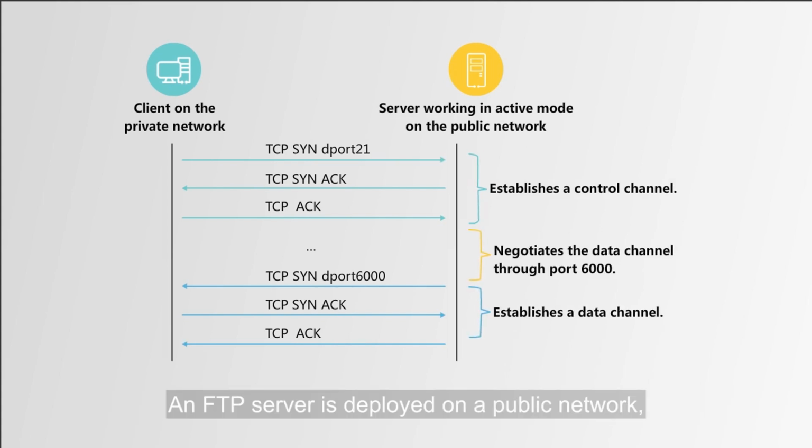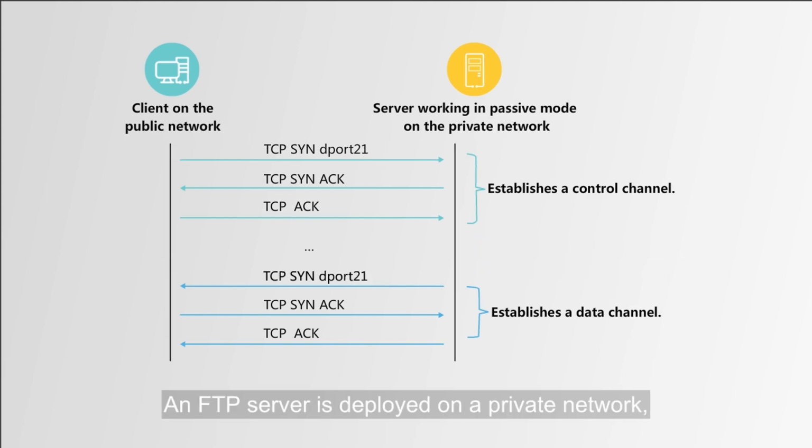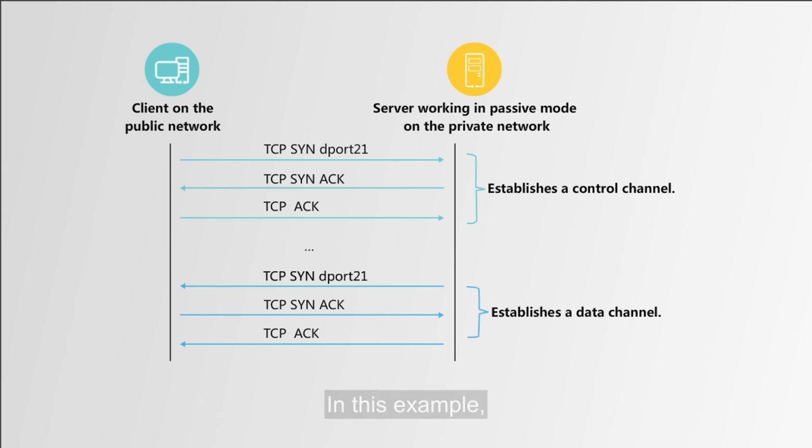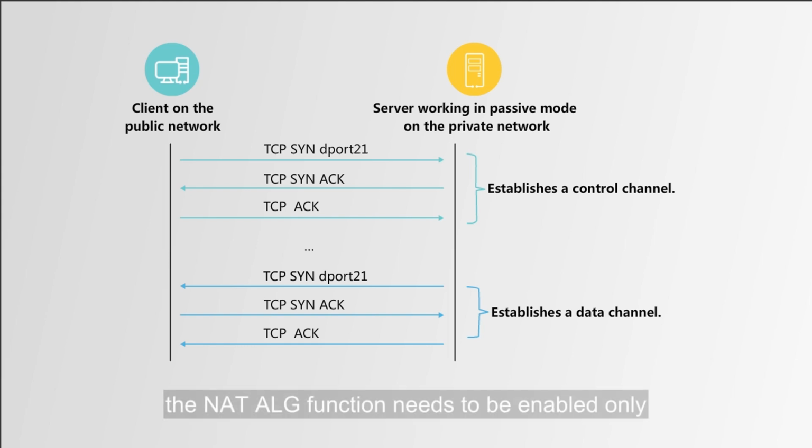An FTP server is deployed on a public network, and an FTP client is deployed on a private network. In this situation, the active mode is used for the client to access the server. An FTP server is deployed on a private network, and an FTP client is deployed on a public network. In this situation, the passive mode is used for the client to access the server. In this example, the NAT ALG function needs to be enabled only when an FTP client is configured to access an FTP server in passive mode.